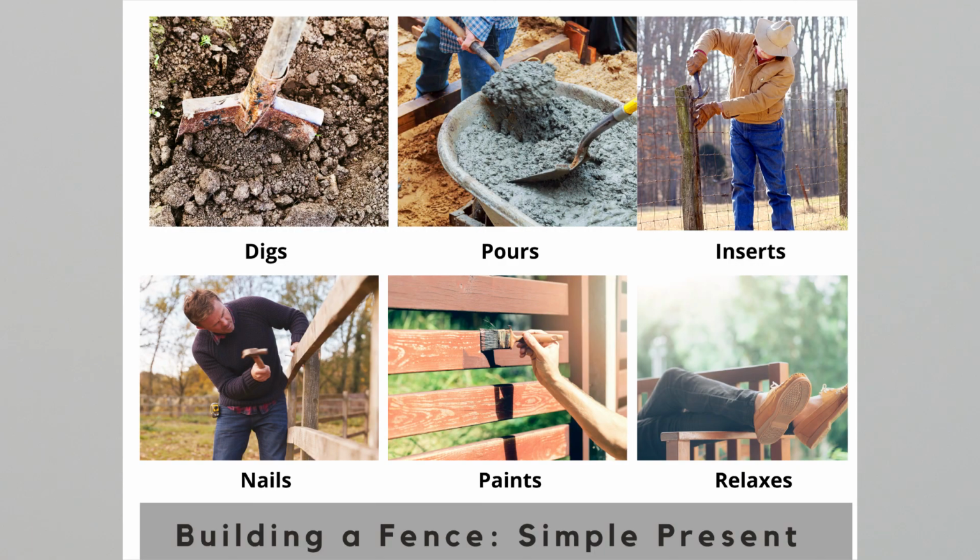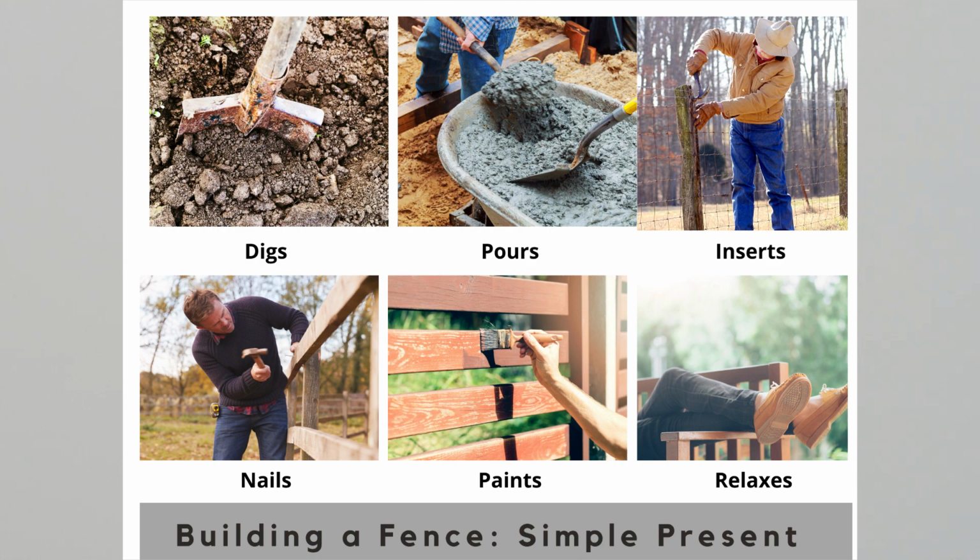So what we're going to do now is look at a sequence of 6 pictures. We're going to talk about what happened in these pictures 4 different ways. Let's go ahead and look at our first story sequence. On your screen, you should see a series of 6 pictures. This story is about Josh building a fence. The first way I will tell this story is in simple present.